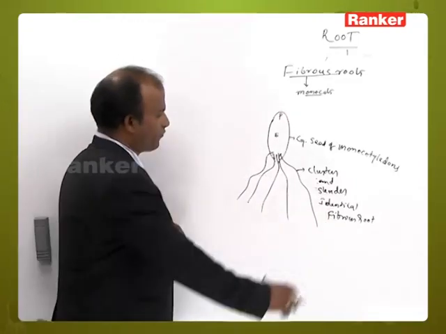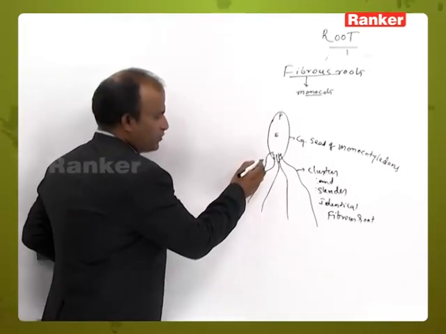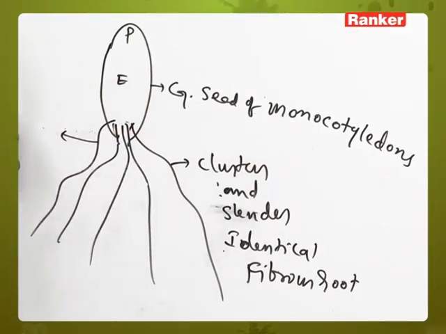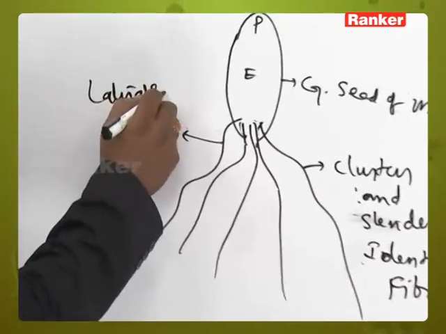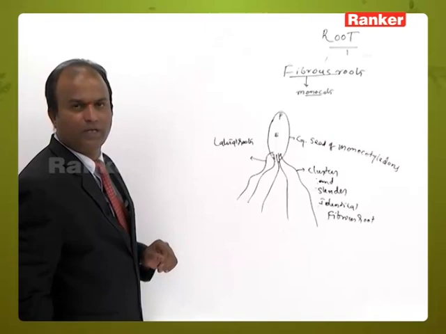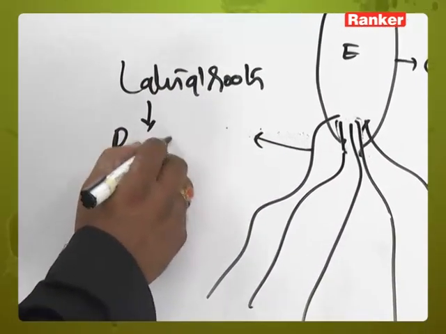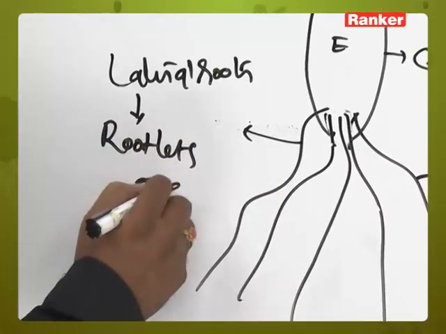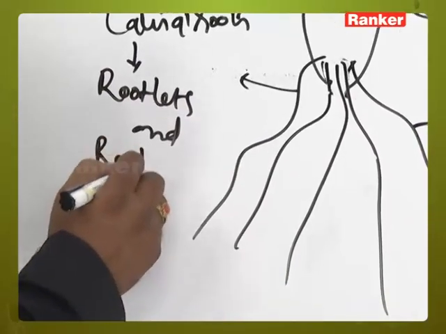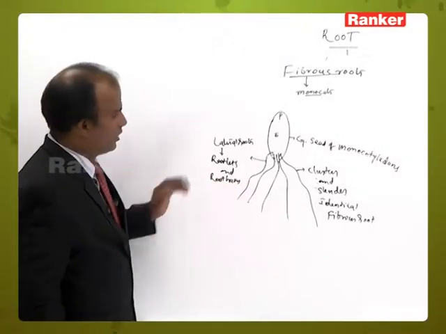From each fibrous root, lateral roots are developing. From these lateral roots, rootlets and root hairs are developing.